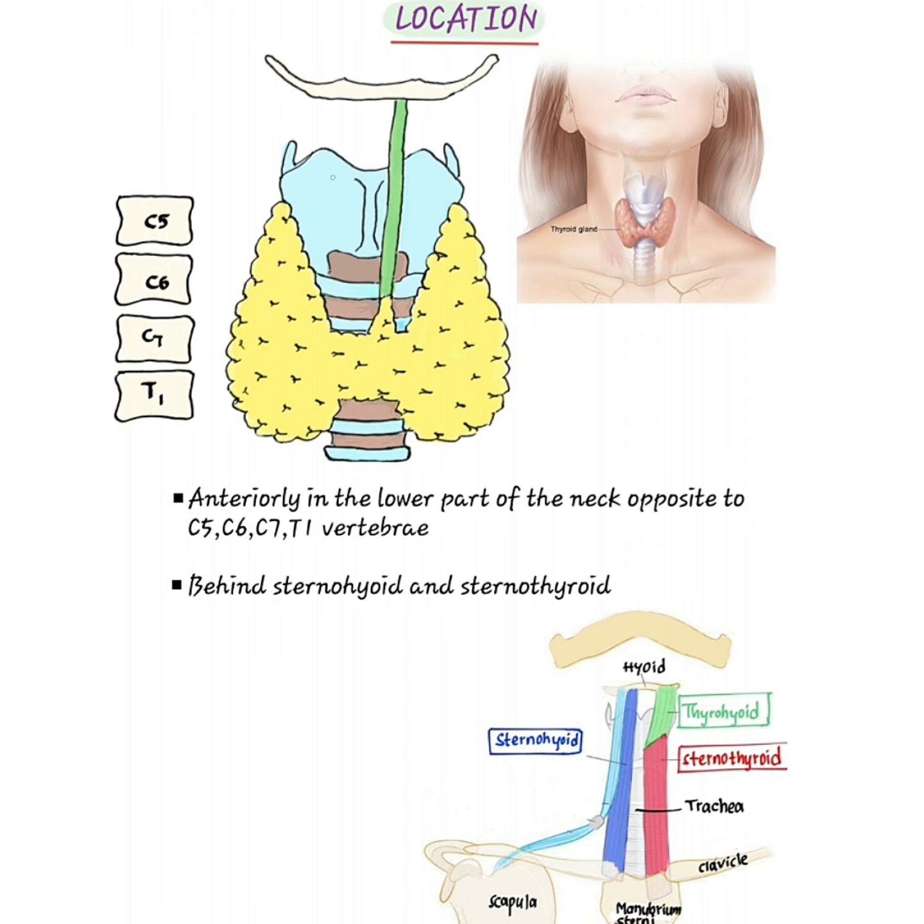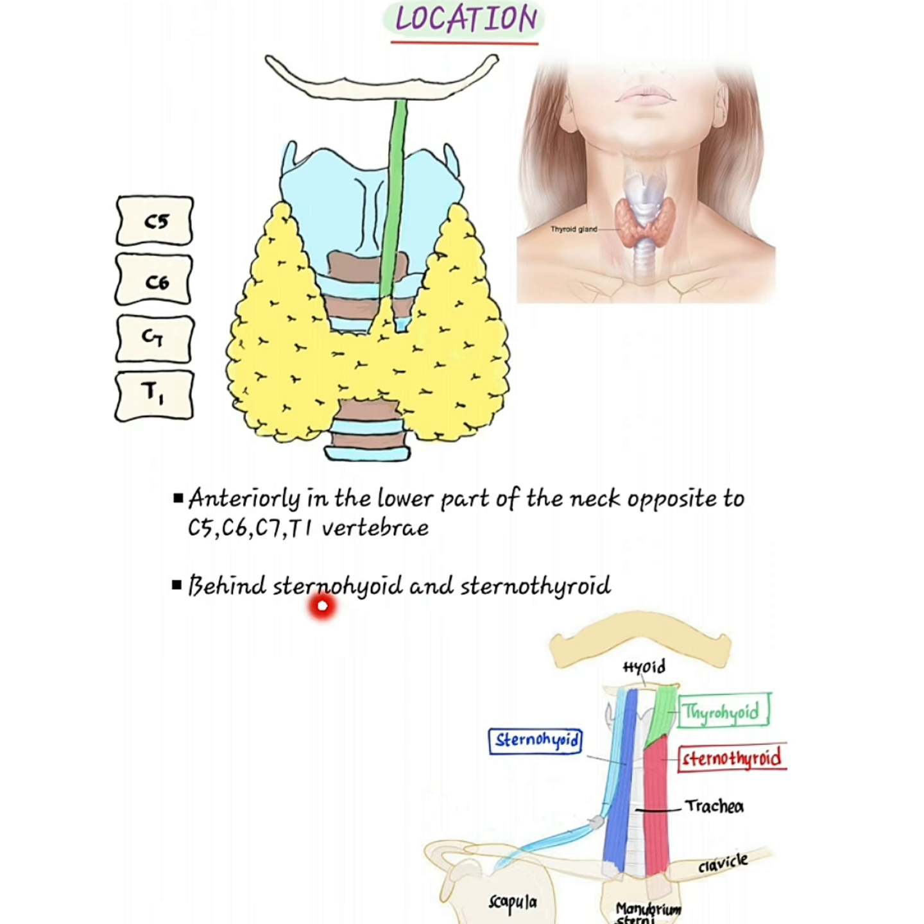Thyroid cartilage lies at the level of C4, C5 vertebrae. You can see that the thyroid gland is not extending up to the upper margin of the thyroid cartilage. It is extending only up to some extent of the thyroid cartilage. So don't consider C4, just consider C5. And the cricoid cartilage lies at the level of C6. So remember, the thyroid gland lies opposite to C5, C6, C7 and T1 vertebrae.